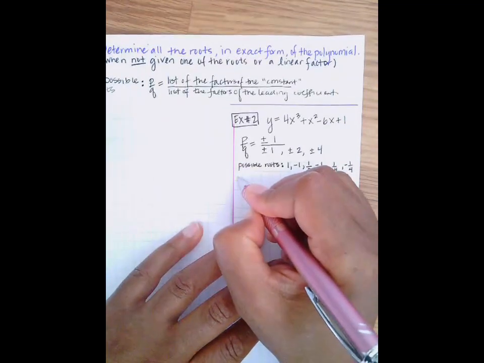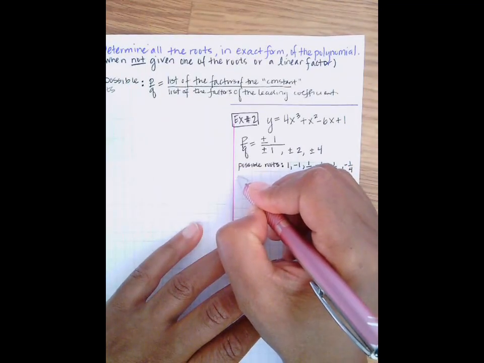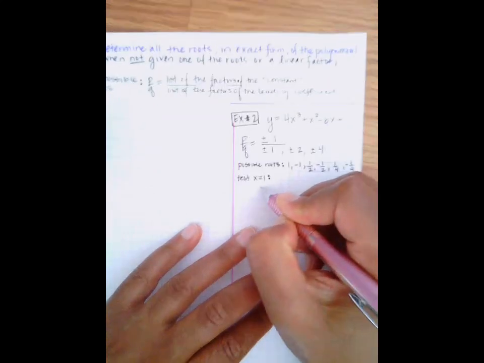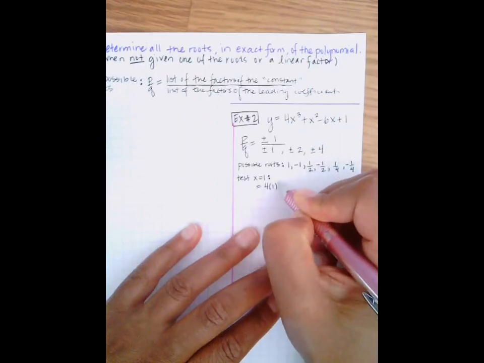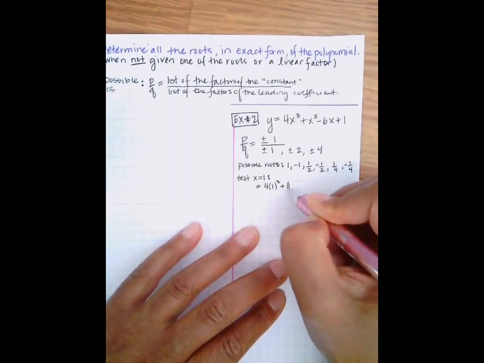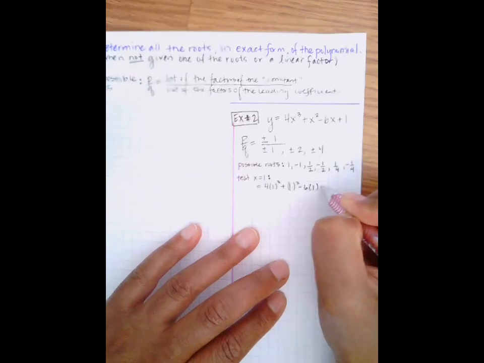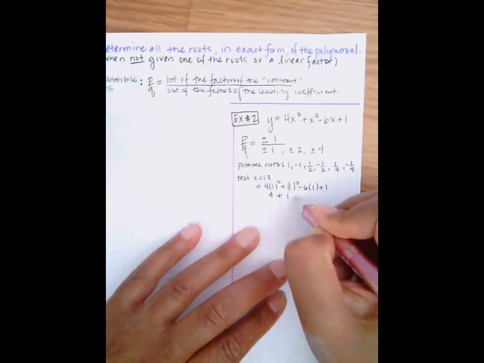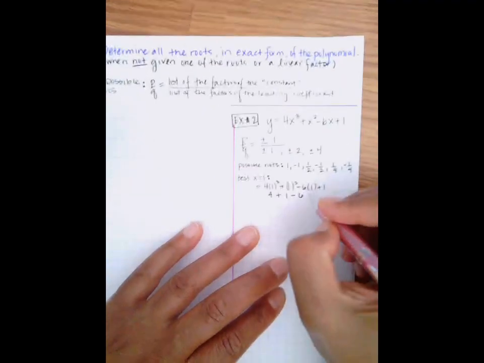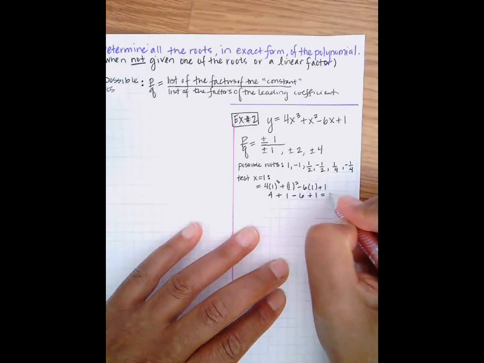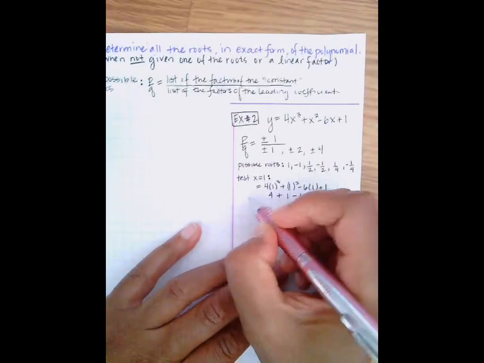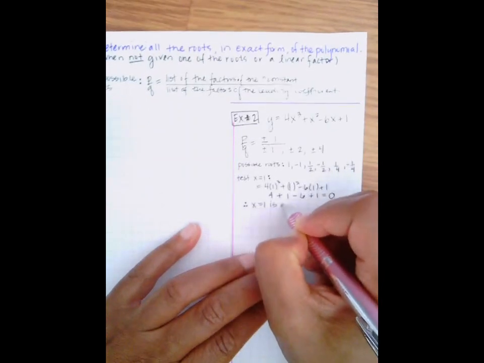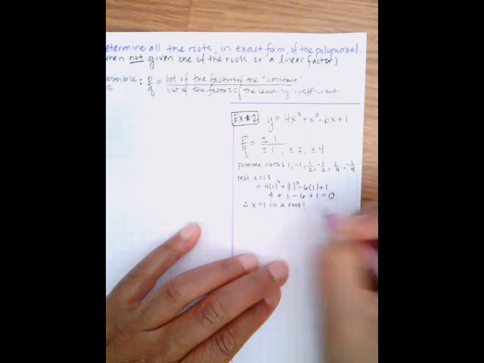So what happens when we plug in 1? So we're going to test x equals 1 to see if we get out a 0. So 4 times 1 cubed plus 1 squared minus 6 times 1 plus 1. So this is just 4 plus 1, which is 5, minus 6. So that'd be negative 1 plus 1. That equals 0. So therefore, that x equals 1 is a root. And I love when it works out like this.